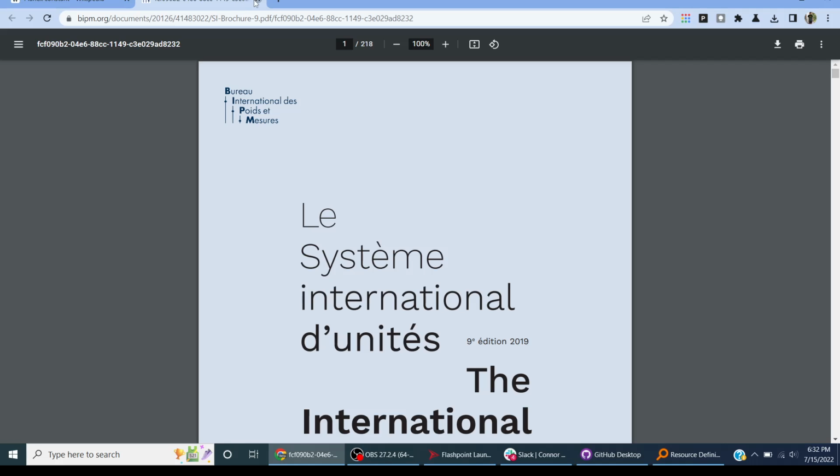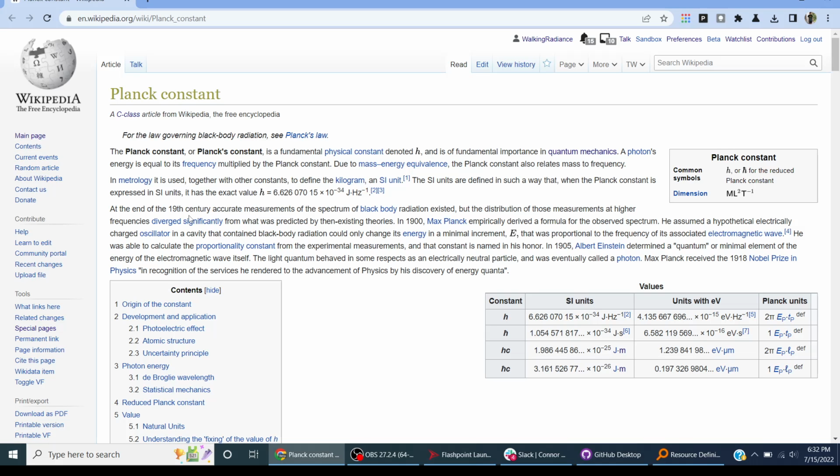At the end of the 19th century, accurate measurements of the spectrum of blackbody radiation existed, but the distribution of those measurements at higher frequencies diverged significantly from what was predicted by then existing theories. In 1900, Max Planck empirically derived a formula for the observed spectrum. He assumed a hypothetical electrically charged oscillator in a cavity that contained blackbody radiation could only change its energy in a minimal increment e that was proportional to the frequency of its associated electromagnetic wave.